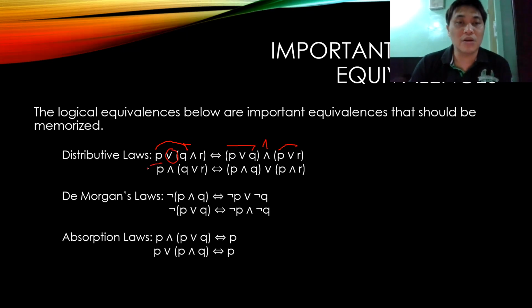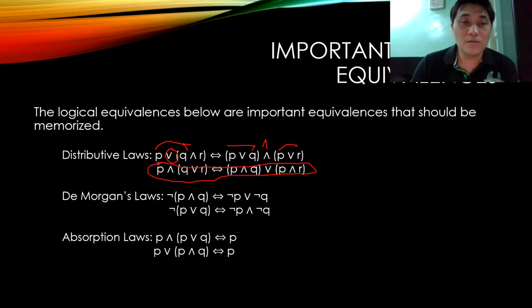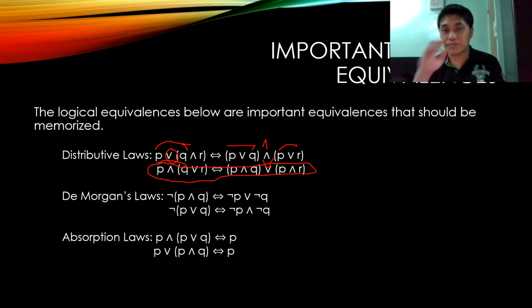Then for another equation, for this one, same as this. So P and Q, and P and R. Then let us get this in the middle, the OR symbol. This is the distributive law.